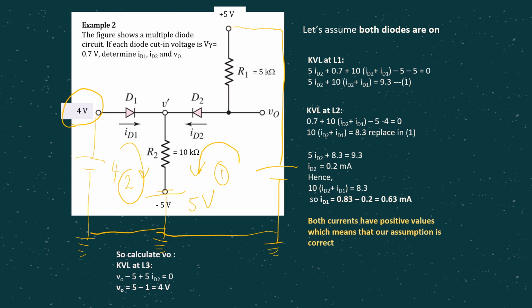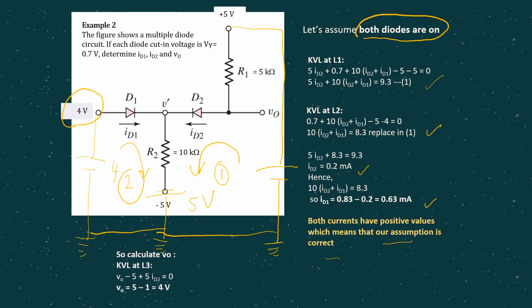Just the same thing, you do KVL accordingly, because you always start by assuming both diodes are on. So you do KVL similar to the previous example. For the first loop, you do KVL, and at the second loop, then equate them together. In the end, you are supposed to get ID2 is 0.2 milliampere. Then you substitute accordingly. In this case, you are getting ID1 0.63. So now you are getting ID2 positive value, ID1 positive value, so you know that your assumption is correct, meaning both diodes are on.